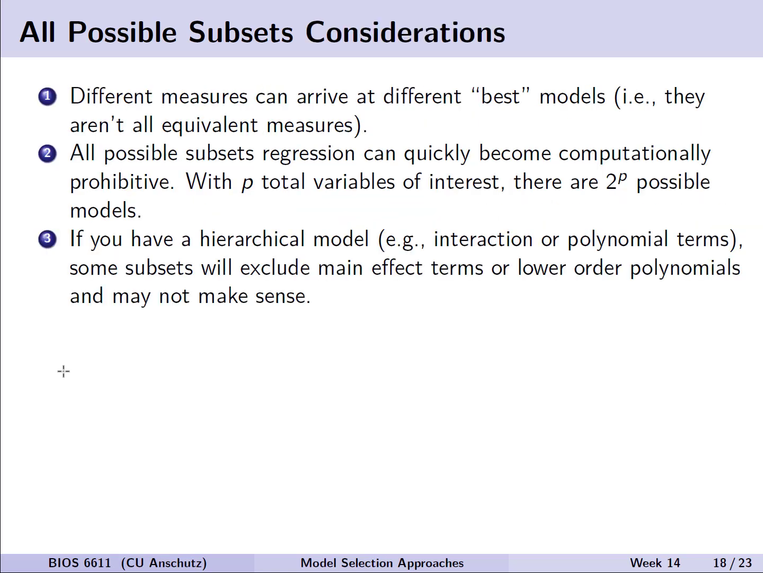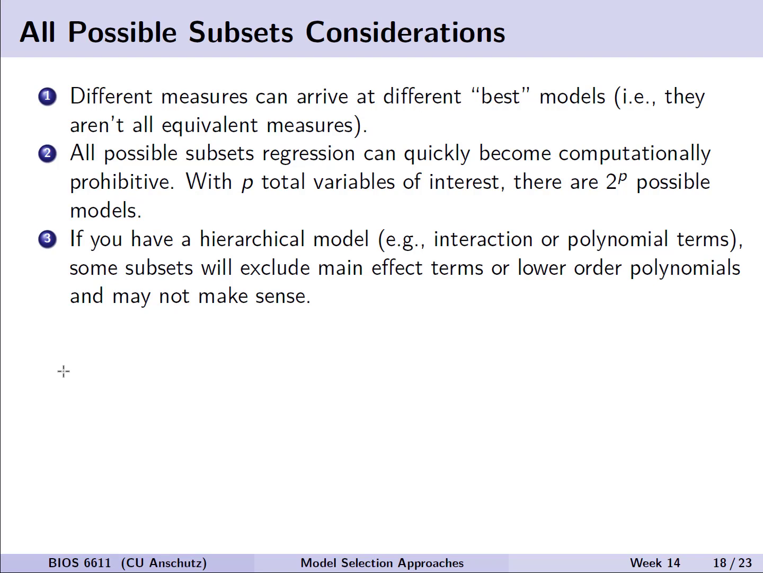There are a few considerations to keep in mind here, and the fact that there is, again, like in much of statistics, no free lunch. The different measures, depending on what you choose, can arrive at different best or optimal models. In other words, they aren't all equivalent, even though we did notice some of the relationships between things like AIC, Mallows Cp, and the partial F test for linear regression.